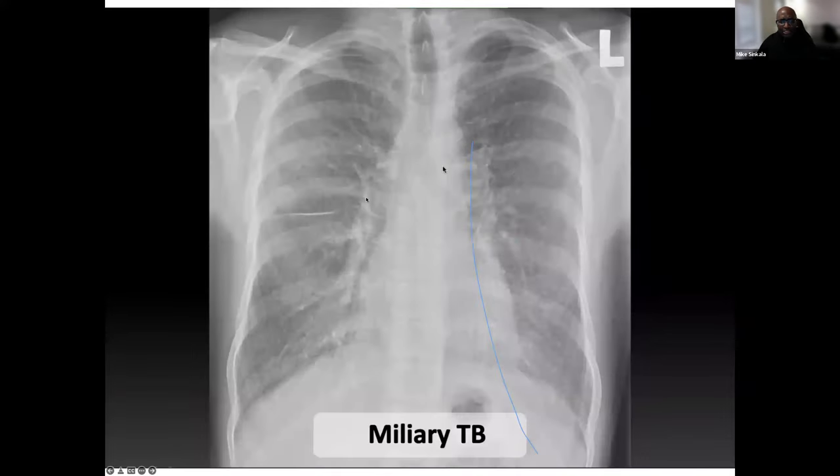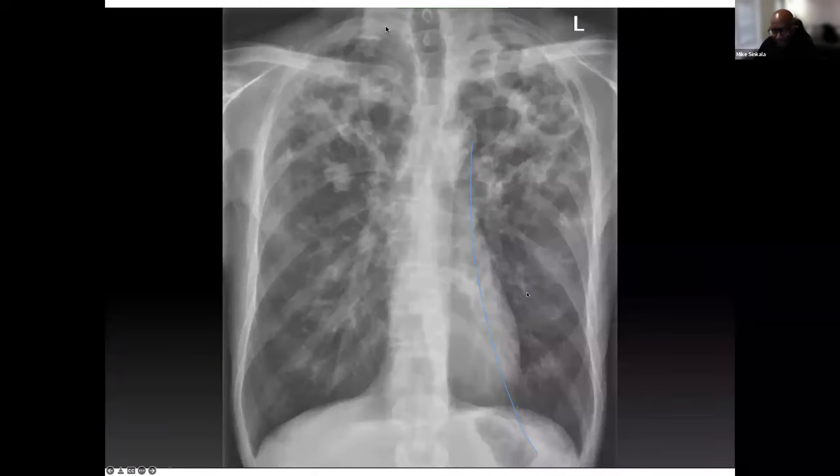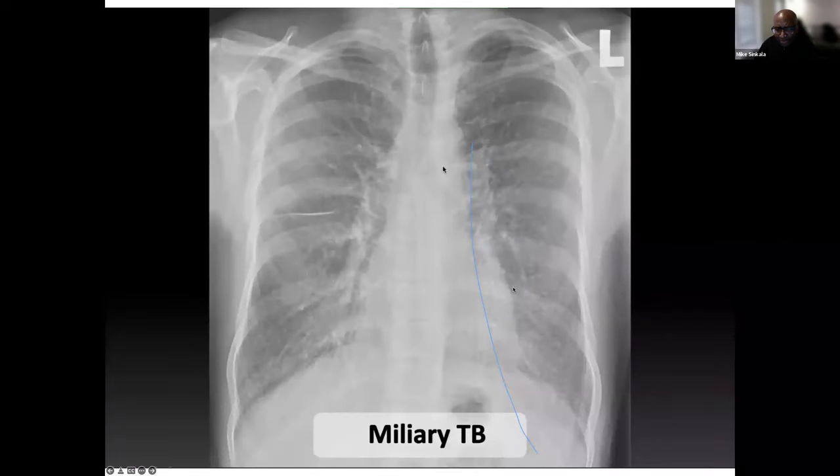Miliary TB tends to present with multiple nodular patterns, which are high in density. For example, if you are able to look at these, I'll send this presentation to you, and you will be able to see these ones anyway. They are more or less like millet seeds that you are able to see spread across both lungs.